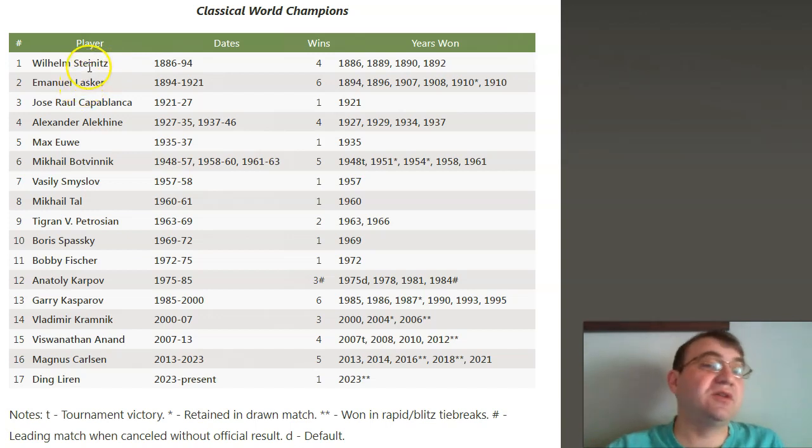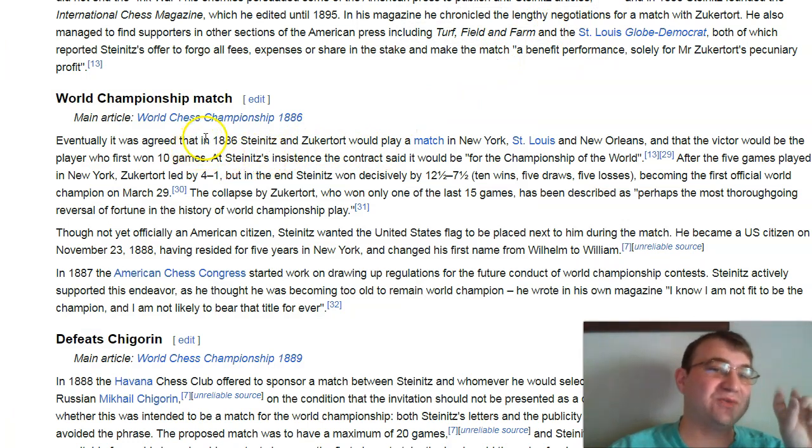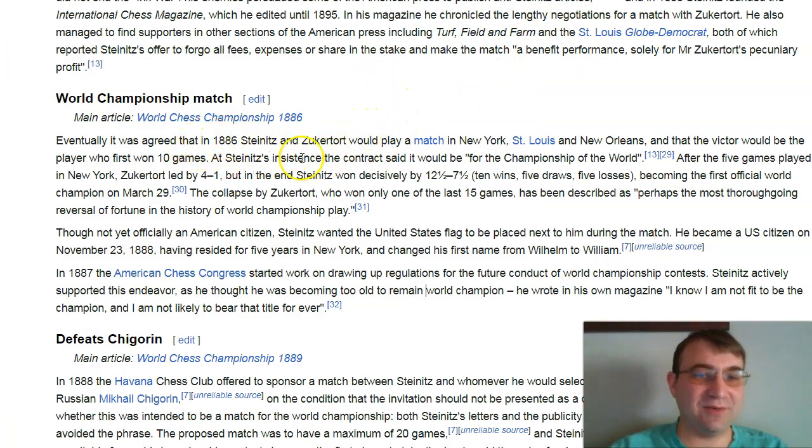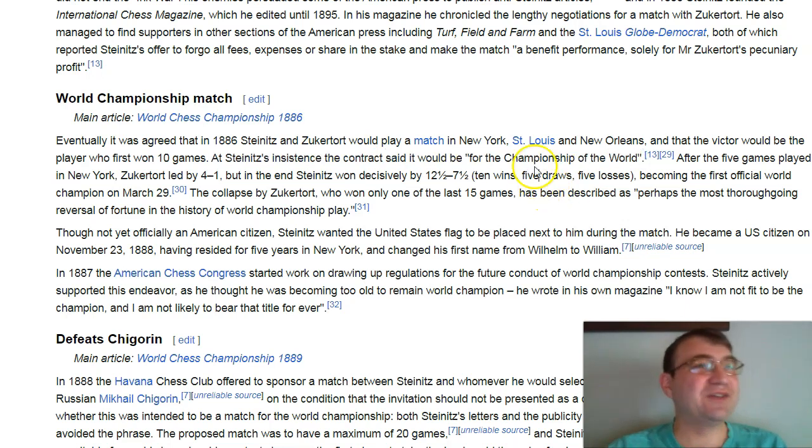I see absolutely no reason why we should consider William Steinitz the first world champion of chess. And here's my reason why. So if you look at Steinitz's Wikipedia page, you go back to this first world championship, the official world championship match that he played, and you look at what they wrote about it. It was a match in 1886 that was played between Steinitz and Zukertort. And at Steinitz's insistence, the contract said it would be for the championship of the world. So this is self-declared. William Steinitz self-declared that this would be for the championship of the world.